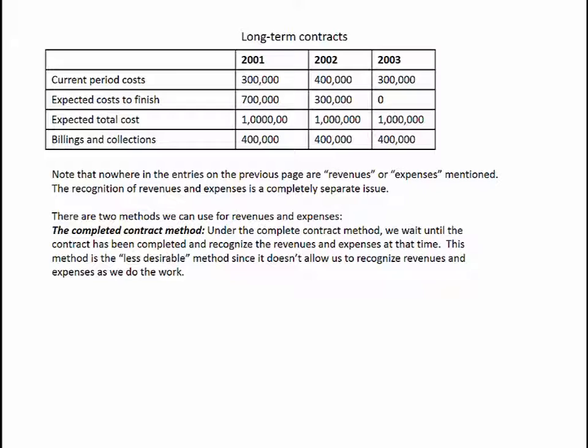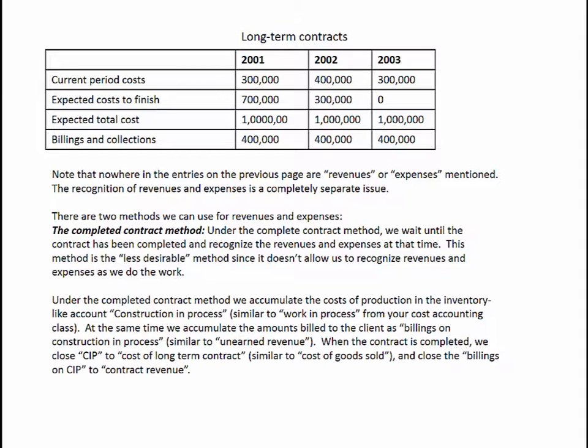Under the completed contract method, we wait until the contract has been completed and recognize the revenues and expenses all at that time. So this method is less desirable since it doesn't allow us to recognize revenues and expenses as we do the work. Now, under the completed contract method, we're going to accumulate the costs of production in that inventory-like account, construction in process, and at the same time, as we bill the client, we're going to accumulate those costs in the billings on construction in process, which is similar to unearned revenue.